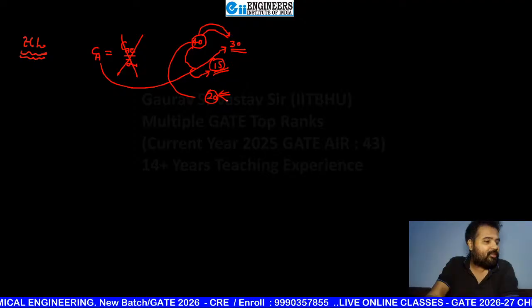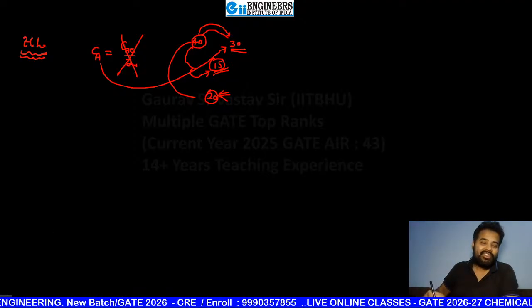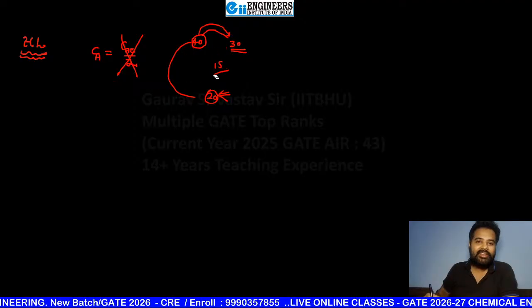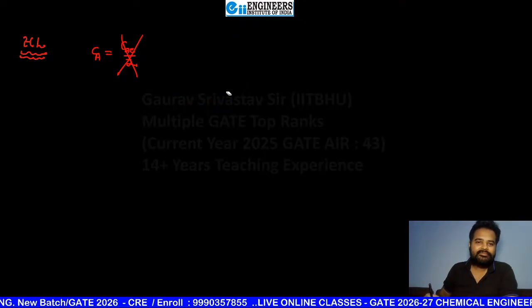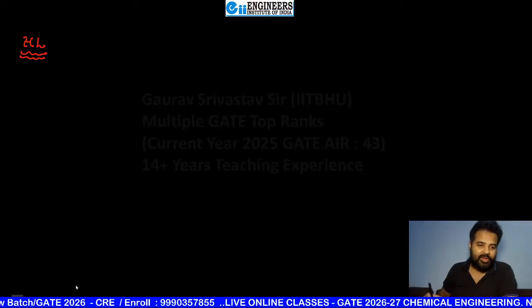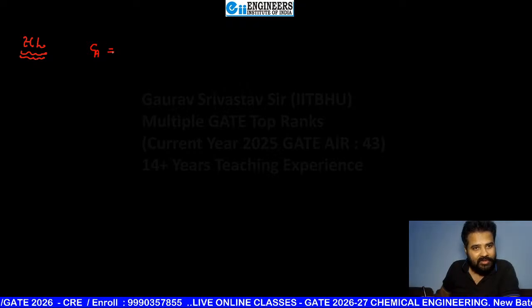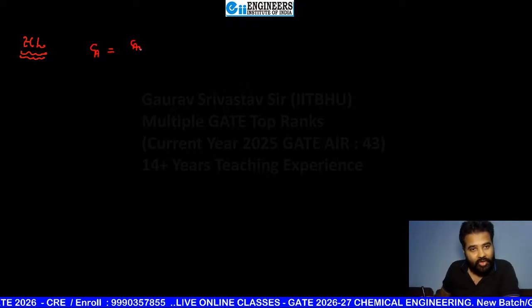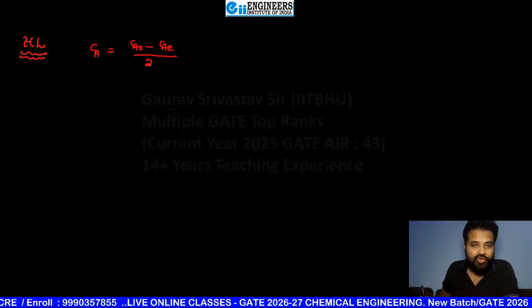Kyadas says CA naught plus CAE by 2. Wonderful, Kyadas has made a mark, beta. So my dear students, it should be CA equals CA naught minus CAE by 2 or plus CAE by 2. It is a very big question.